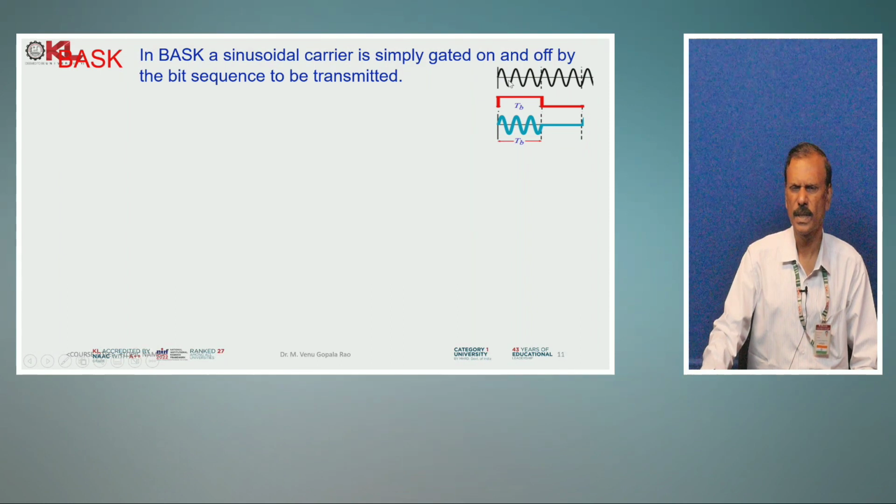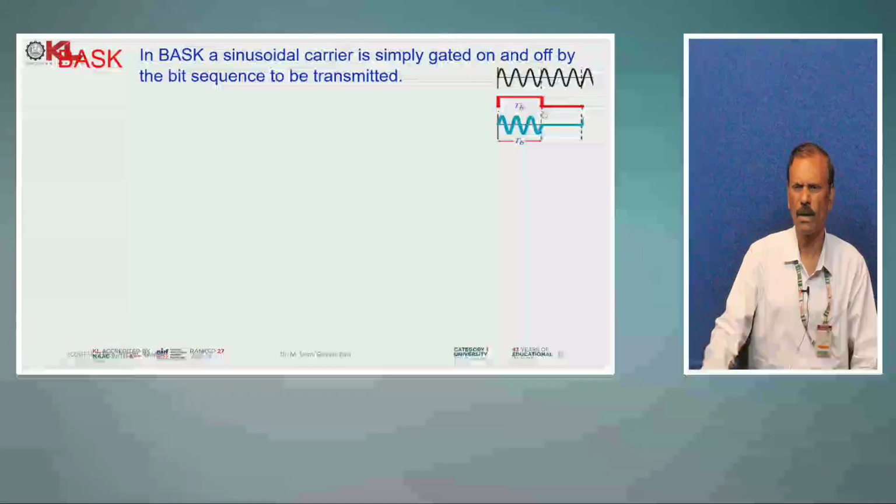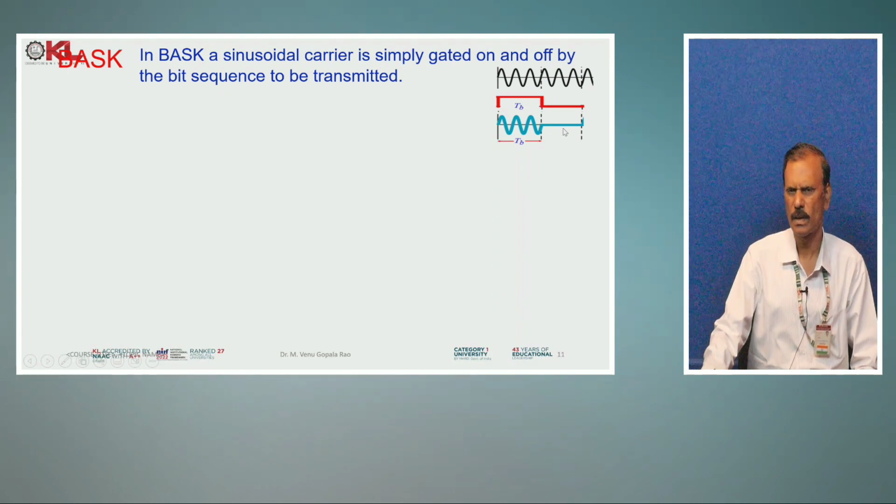So this is the carrier signal. This is the bit duration of the modulating signal, which is in digital format. In 1 bit duration, a number of sinusoids are transmitted. When the gate is on, the signal is transmitted. When it is off, no carrier signal is transmitted. This is the meaning of simply gated on and off. When the bit period is at a high level, the signal is transmitted. When the bit period is at a low level, the signal is not transmitted. So we call that gated on and off.